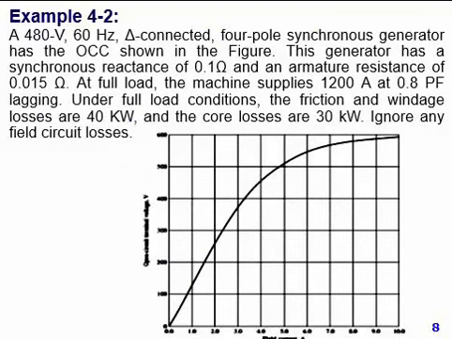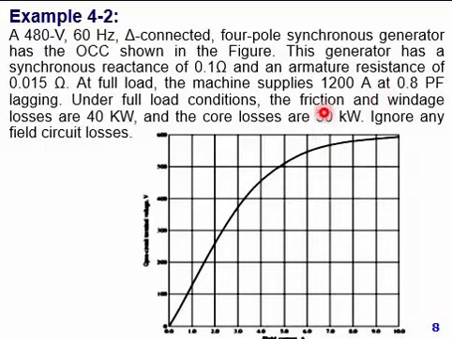Now we will go through an example where a 480 volt, 60 Hz, delta-connected, 4-pole synchronous generator has the OCC shown in the figure. This is the figure in which the OCC diagram has been shown, and this graph would be helpful in calculating the values of current according to our requirements.